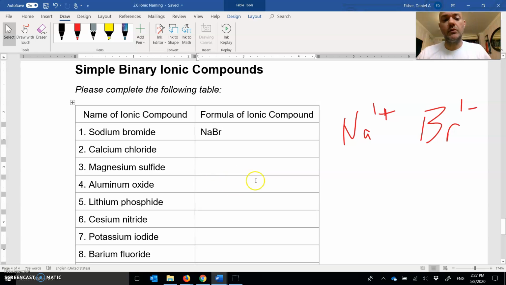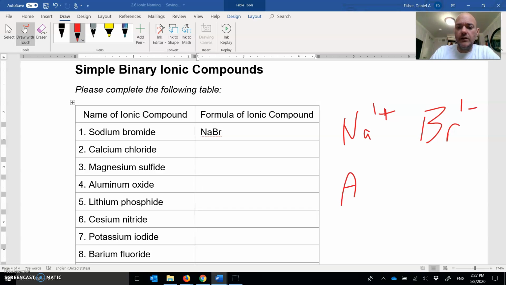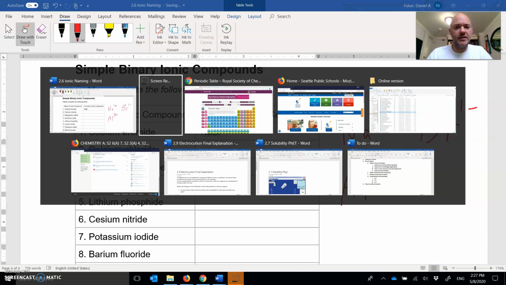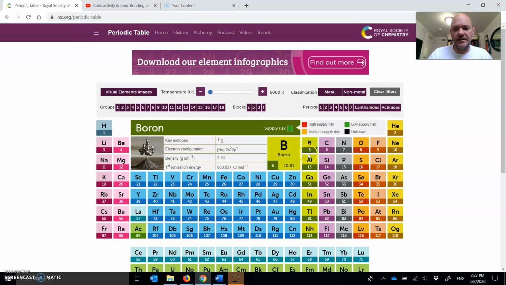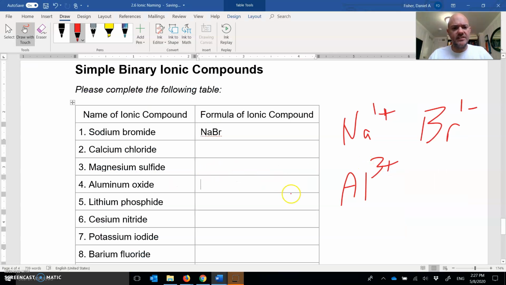I'm not going to do calcium chloride, but I am going to do aluminum oxide because aluminum oxide is a very, very tricky one. So here we go. Aluminum is a 3 positive. If I look at that on the periodic table, I find aluminum right here. So remember, these are +3. Sorry, I skipped ahead, didn't look for Na, which is +1, and Br, which is -1. So aluminum is right here, which means it's a +3. Oxygen is over here, oxide, which means it is -2.